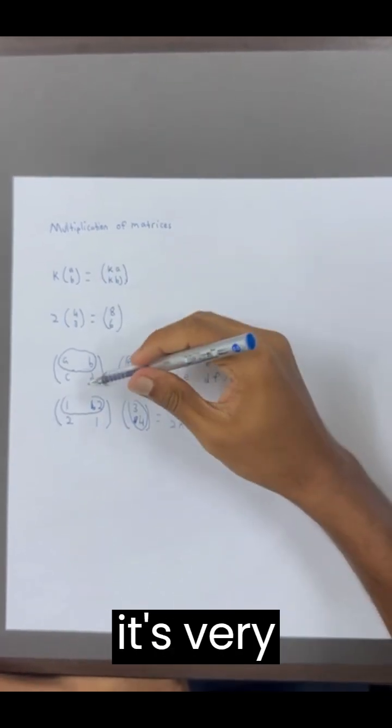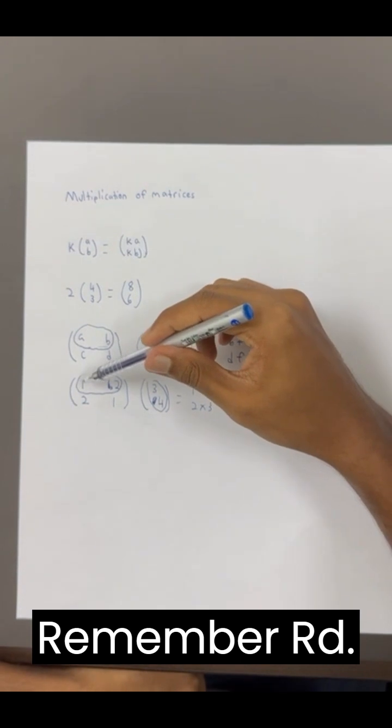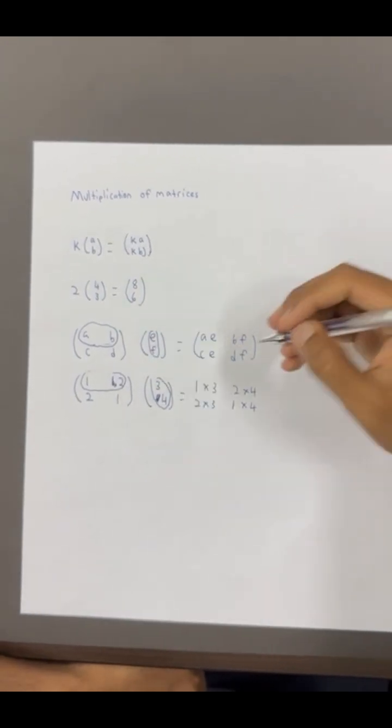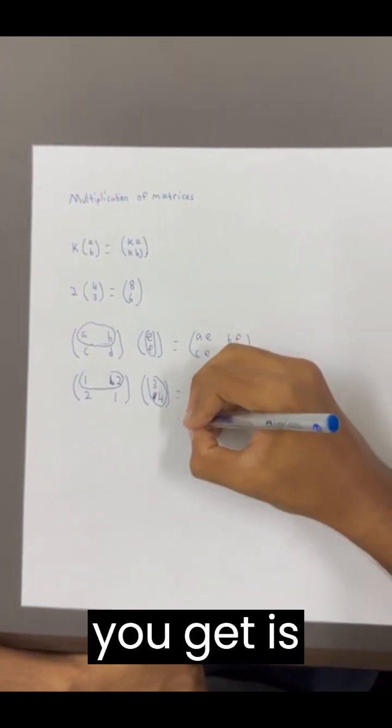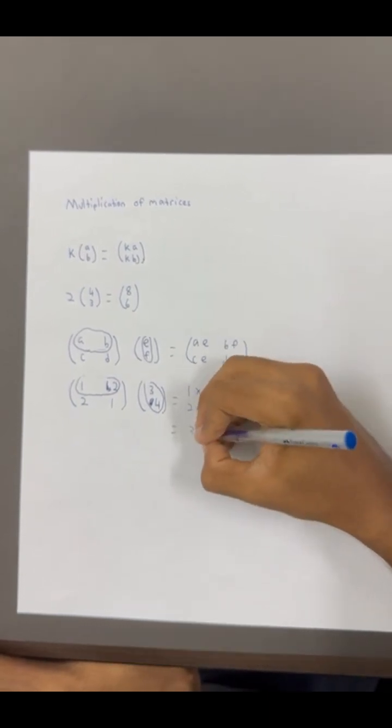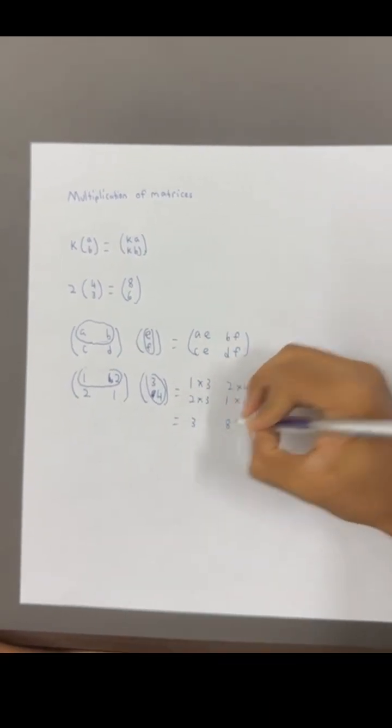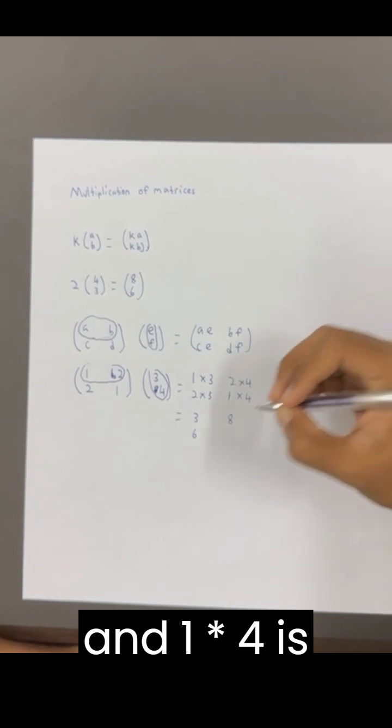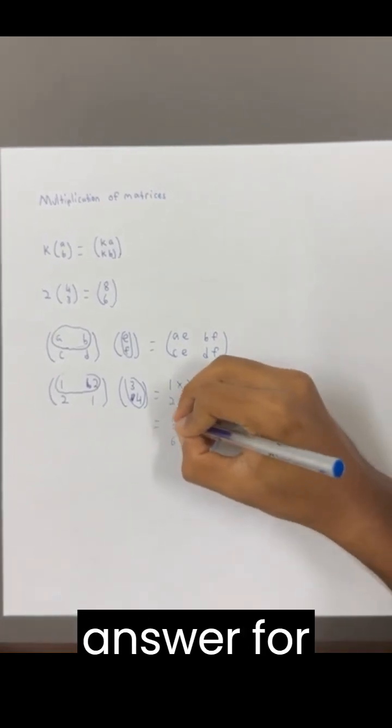So as you can see, it's very simple. You just have to remember row times column. So the answer you will get is 1 times 3 is 3, 2 times 4 is 8, 2 times 3 is 6, and 1 times 4 is 4. So this is the final answer for this.